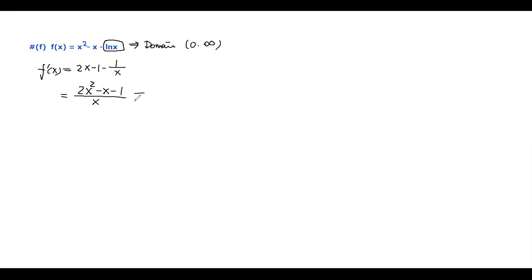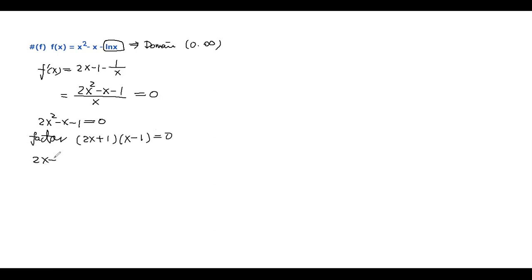Okay, so you set this one equal to 0. So f prime equals 0, and I know the denominator cannot be equal to 0. That means 2x squared minus x minus 1 has to be equal to 0, correct? Okay, now you factor. So when you factor, this will be (2x + 1)(x - 1) equal to 0.